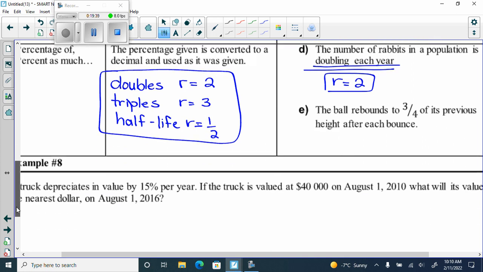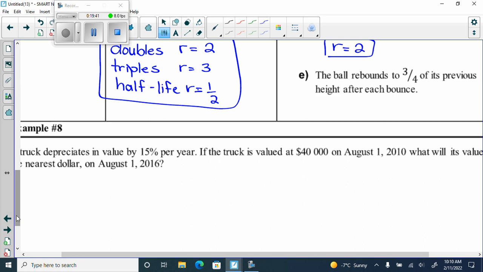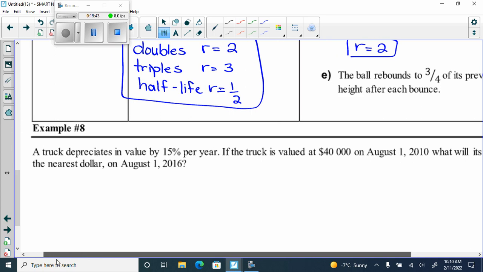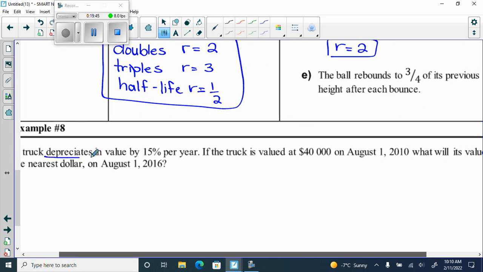Now we'll go through an example. So here it says, a truck depreciates. Depreciates means what? Am I going to add or subtract? I'm going to subtract. By 15% per year.